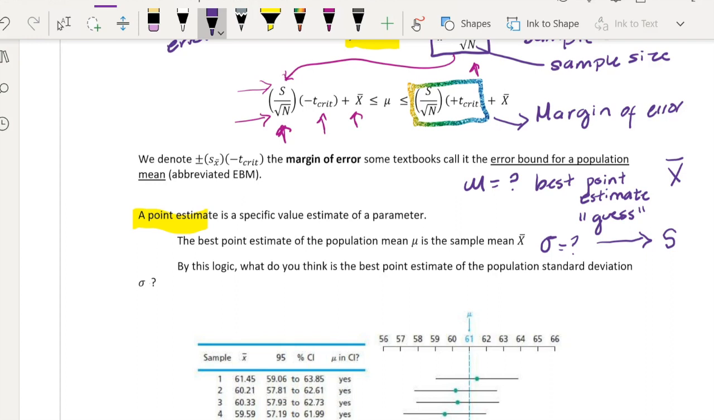For example, for the correlation, this is the symbol for the population correlation. So my best guess as to what the population correlation is, or in other words, the best point estimate of the population correlation, would be the sample correlation, which is the one that we are familiar with. Okay.